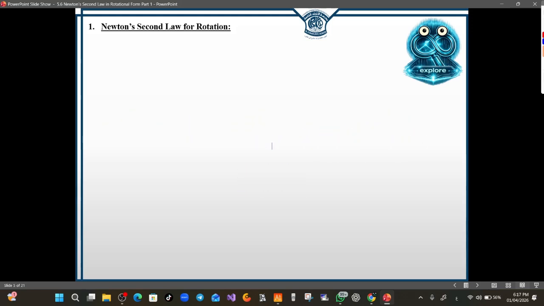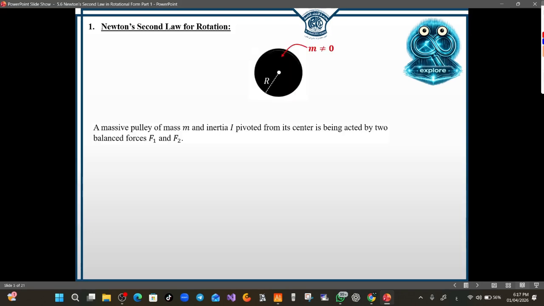Today's topic, 5.6, Newton's second law in rotational form, part 1. So let's jump right in. A massive pulley of mass m and inertia I, pivoted from its center, is being acted on by two balanced forces, F1 and F2.